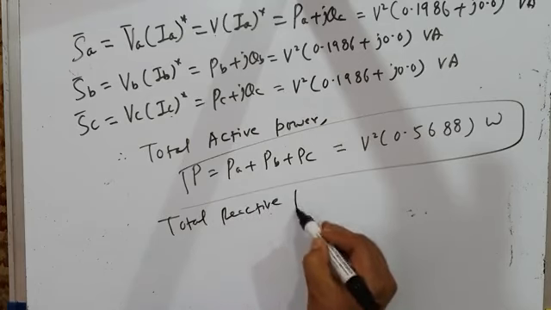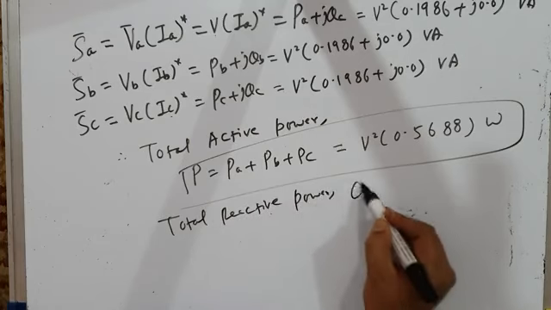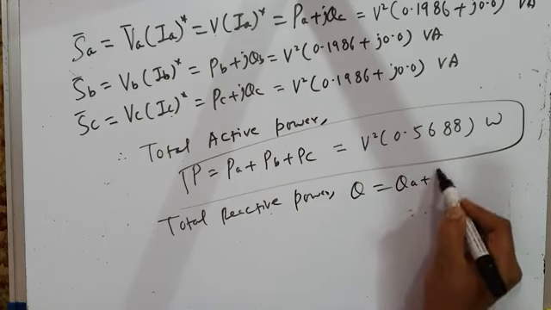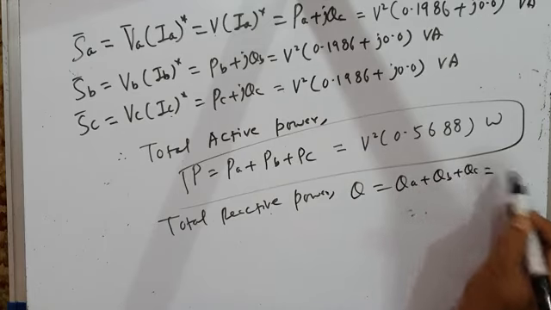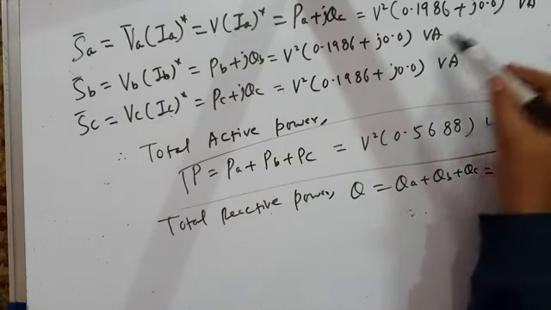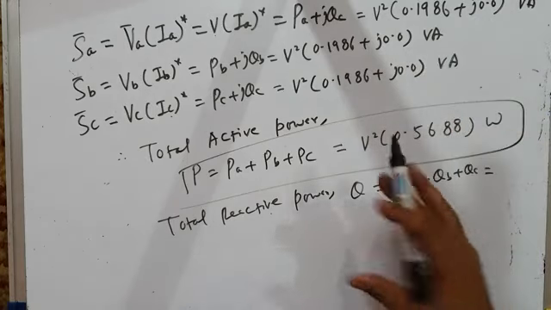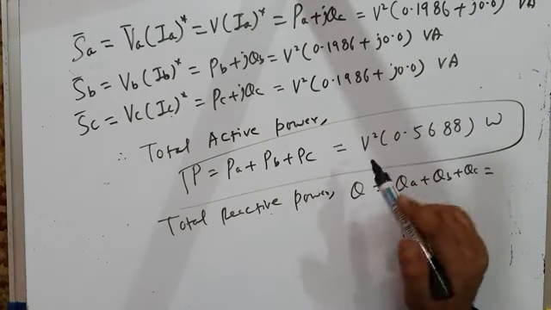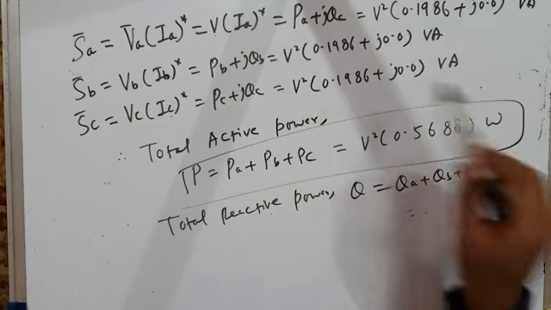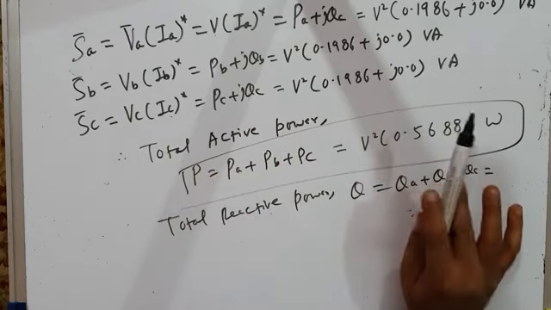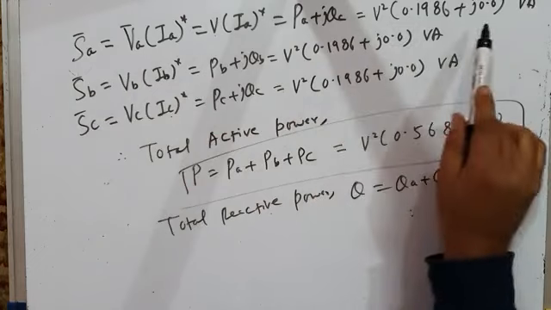And what is the total reactive power? Total reactive power Q is equal to QA plus QB plus QC. None of the phases is drawing any reactive power: 0, 0, 0 from the source. All the reactive power demand of the load is supplied by the compensator itself, and no reactive power is coming from the source in any of the phases.